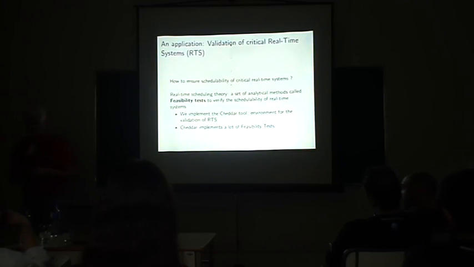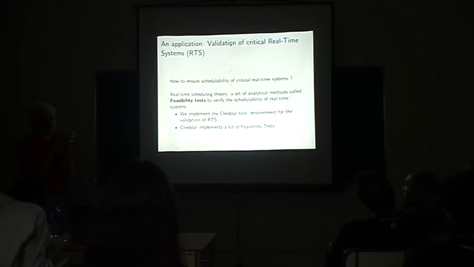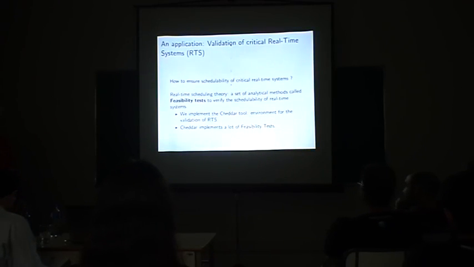There are several ways to achieve that, and a very interesting way is to use the real-time scheduling theory. This theory provides a lot of analytical methods that are called feasibility tests. Each feasibility test is used to validate a real-time architecture in a given context. So for the validation of critical systems, we have a tool called Cheddar, which has a lot of feasibility tests implemented.